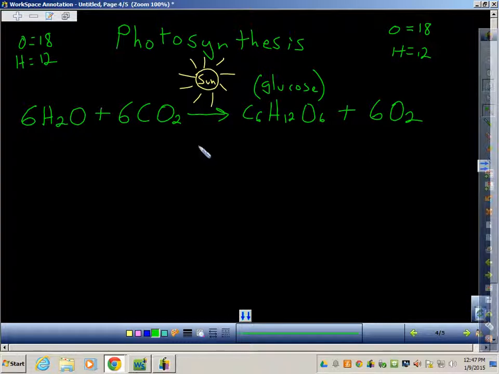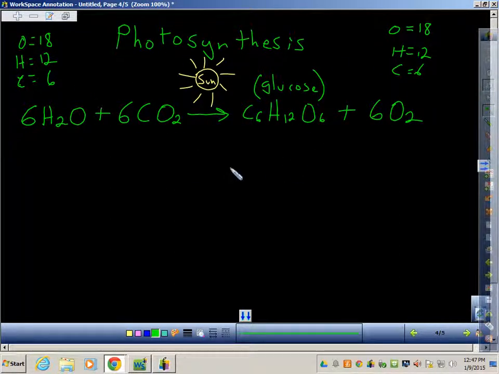And what else am I missing? Carbon. 6 carbons here and 6 there. We're good, right? So is my equation balanced like that? Oops, I don't know what I was doing there. What in the world am I trying to do? Carbon. Okay. So you see how both sides are balanced? That's why you got to have 6 of them. Otherwise, it wouldn't be balanced.